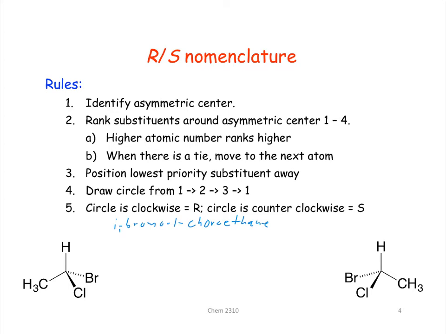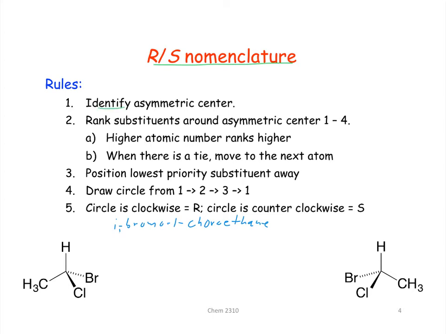Each one would have the same name, but we know that they're different from one another, so we have to have a naming system that distinguishes one from the other. All right, so this is where this RS nomenclature is going to come in. All right, so here's the strategy.